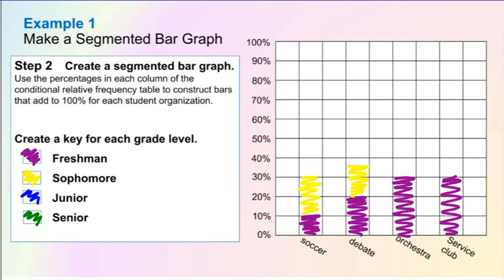We got 18% orchestra. So just under 2 full boxes. Then we have 25% service club, 25, so 2.5 boxes. Then we have juniors. Juniors would be 40% on the soccer team, so 4 boxes. Then we have 30% for the debate for juniors. So here's 5.